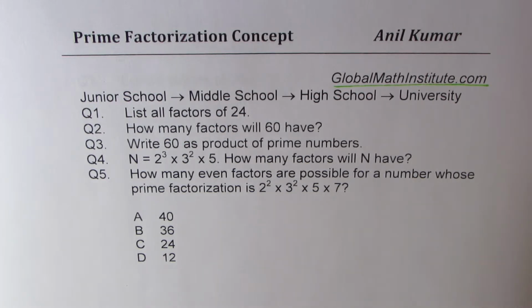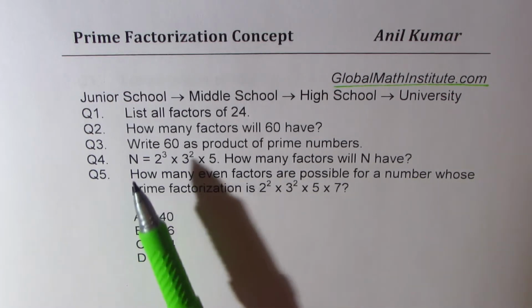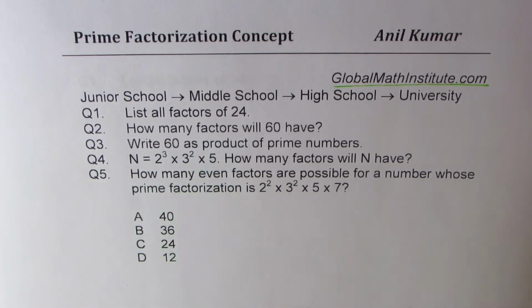Now let's answer the questions one by one. The 5 questions here are: list all factors of 24. Question number 2, how many factors will 60 have? Question 3, write 60 as a product of prime numbers. Question 4, n equals 2 cubed times 3 squared times 5. How many factors will n have?